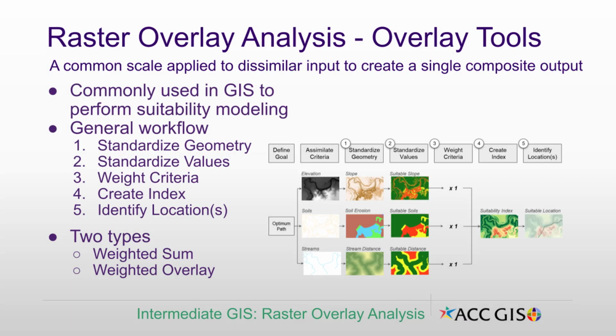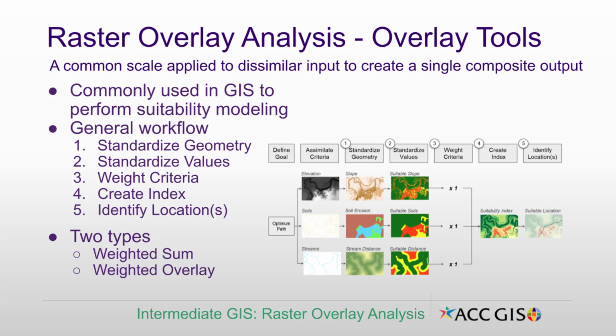In addition to performing raster overlay analysis using extraction or map algebra, there are a number of raster overlay tools that we can use to combine weighted rasters into a composite raster. And we commonly use these tools to perform suitability modeling, which is a common scale applied to dissimilar input to create a single composite output.